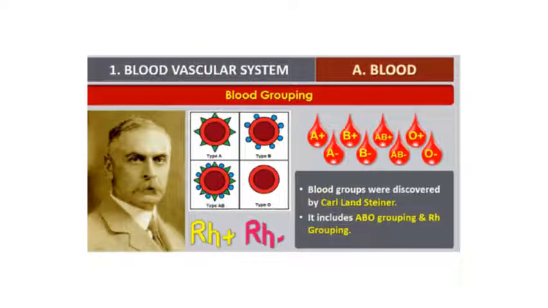Now let us understand blood grouping. We might have heard many times people talking about their blood group, how it is A positive, B positive. Let us try and understand this. Blood groups were first discovered by Karl Landsteiner. It includes the ABO grouping and the RH grouping.